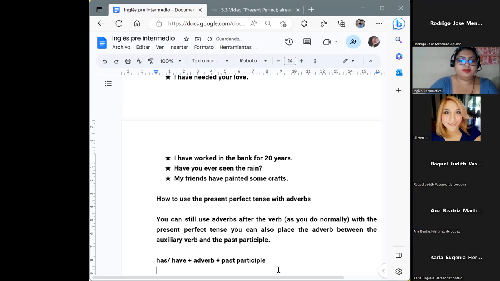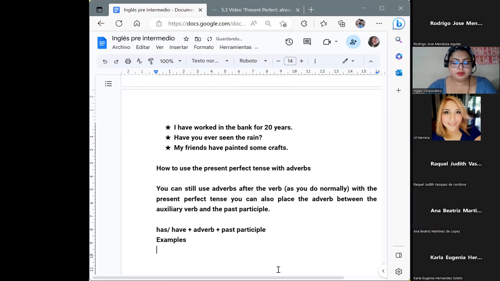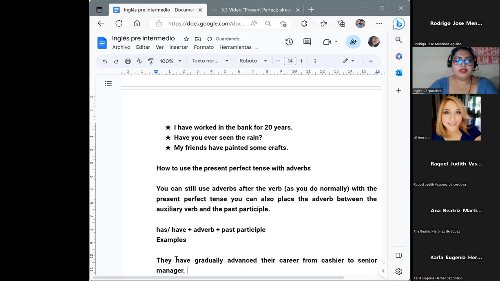And we have the examples. They have gradually advance their career from cashier to senior manager. So here we have the structure: have gradually advanced their career.